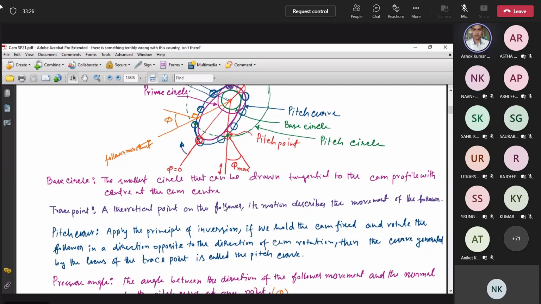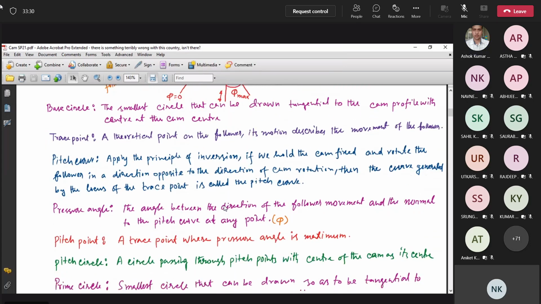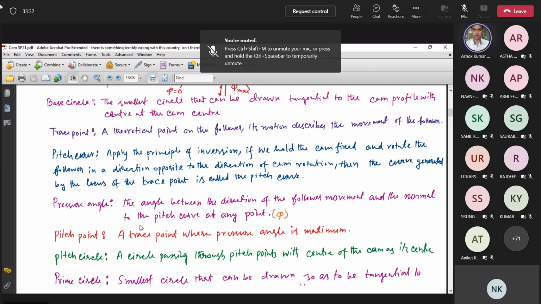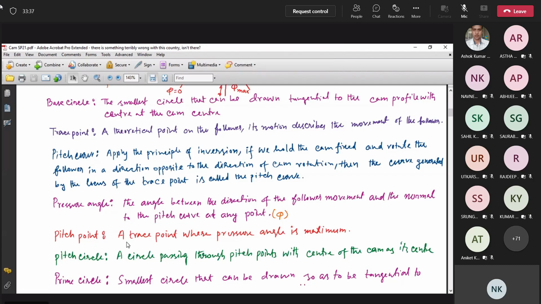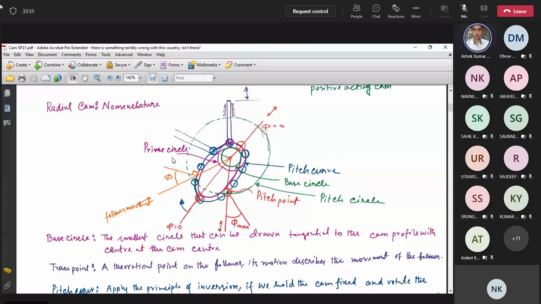Have you understood pressure angle? Yes, sir. Then comes the pitch point, a trace point where the pressure angle is maximum. So where this angle is maximum, let us examine some points.